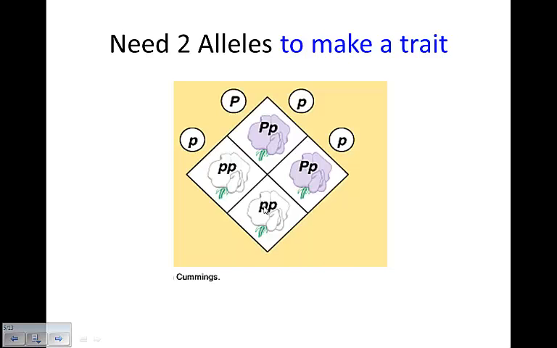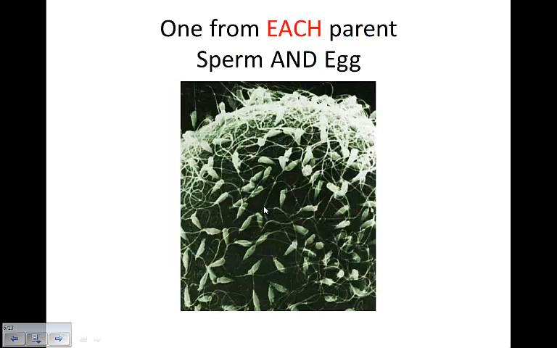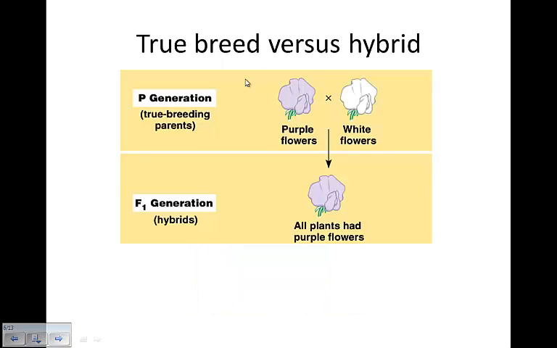All right, so we get one from each parent, and that means one is in the sperm and one is in the egg.